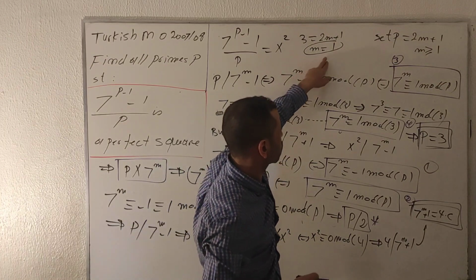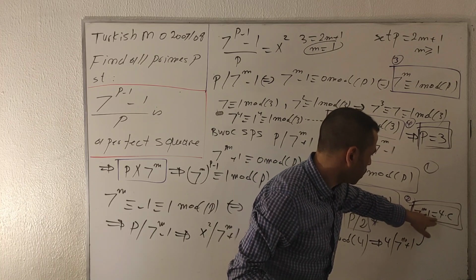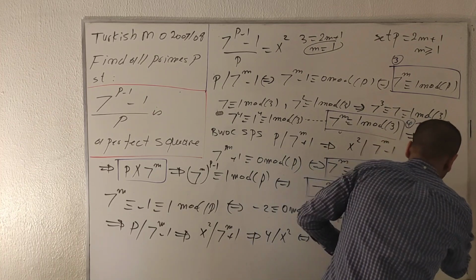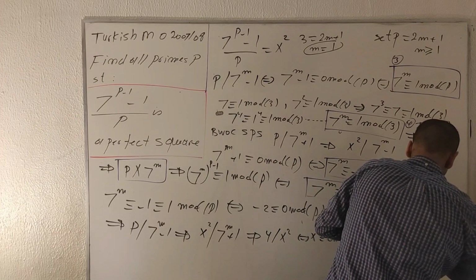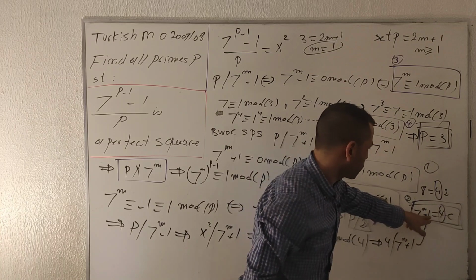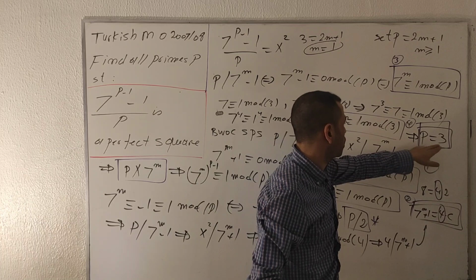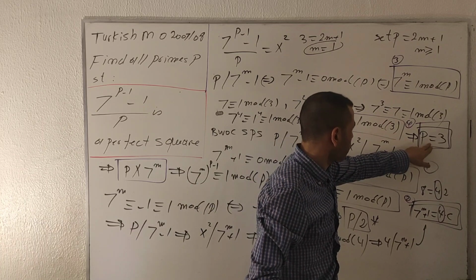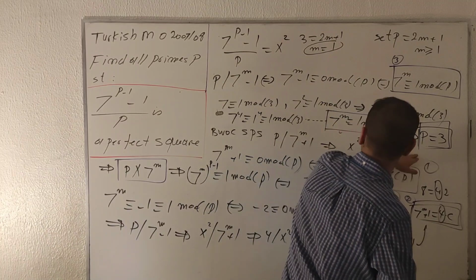If I have m equals 1, I will get 7 plus 1 is 8, and 8 is exactly 4 multiplied by 2. So which means 7 to the m plus number 1 is a multiple of 4. So that means the only value of p that we have as a prime which verifies this equation. So we have determined p equals 3 as a prime.